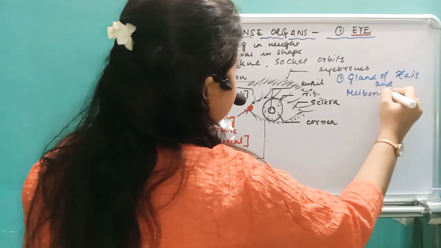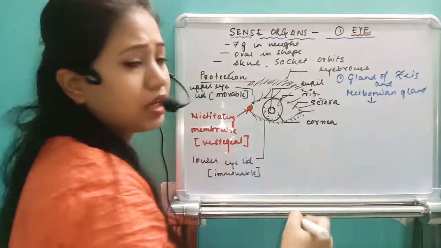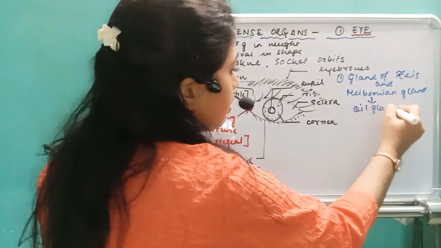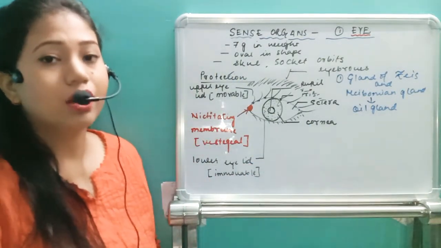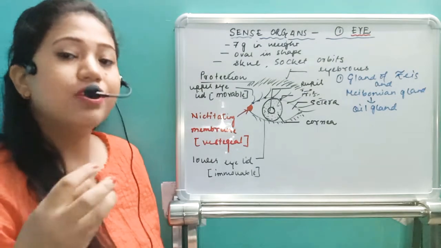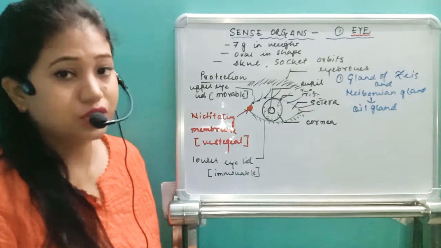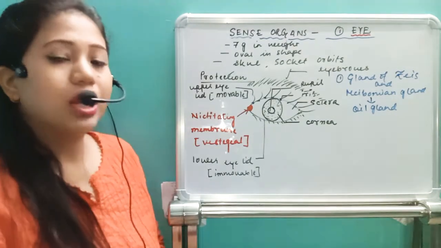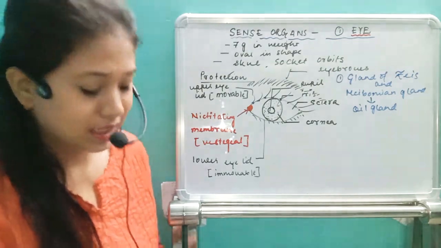This meibomian gland and the gland of Zeis are actually modified oil glands. Whenever we are blinking, this oil can keep the surface of the eye moist and prevent water loss. So this is the oil gland which is present at the base of the hair follicles of our eyelids.